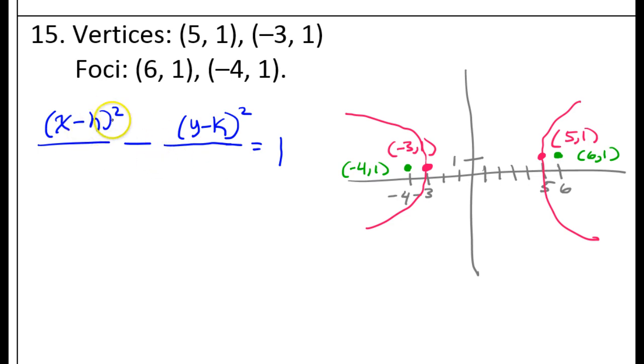But first, the center. The h and the k are the coordinates of the center. I can figure out what that is right now. These vertices: this one is 3 to the left, this is 5 to the right. That's a total of 8. So if I go 4 away, that should be in the middle. 1, 2, 3, 4. So this should be the center right here at 1, 1. That's my h and my k. So that's why I'm going to have x minus 1 and y minus 1.